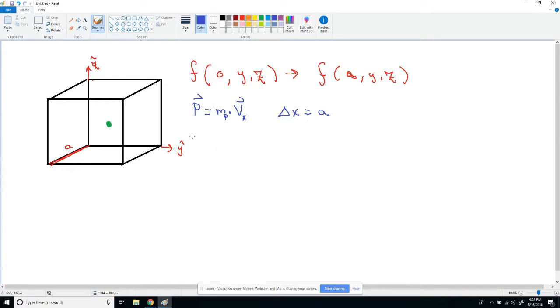So looking at distance equals rate times time for the situation of going from this wall to this wall, the change in the distance is equal to rate times time, and the rate's going to be the same. So here we have a is equal to Vx times delta t.